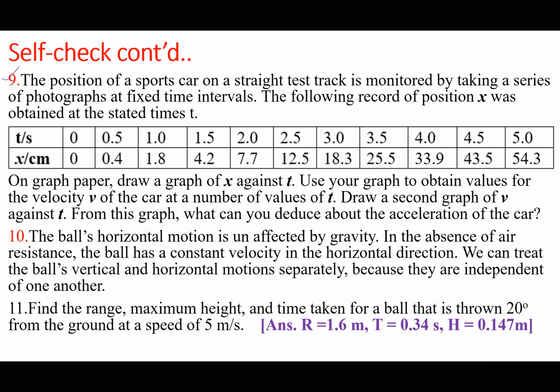Try question number 9. You just need a graph paper and plot the graph. Then you should also draw a second graph of V against T. And from the graph, what can you deduce about the acceleration? Remember, the acceleration is supposed to be the gradient. And if it is a straight line, you will tell that the acceleration is uniform. If it is a horizontal line, the acceleration will be 0, and so on and so forth.